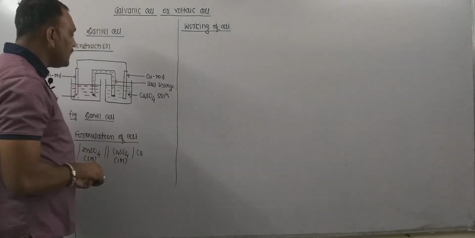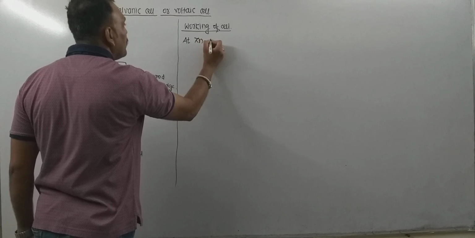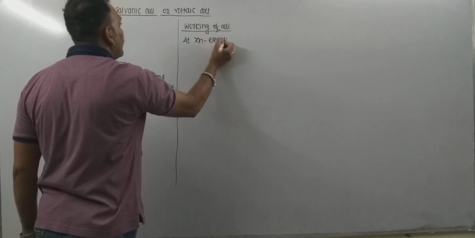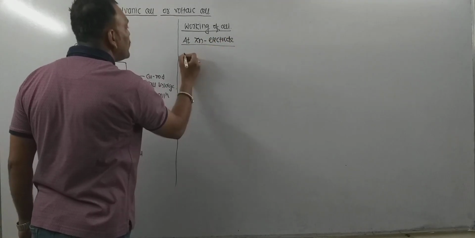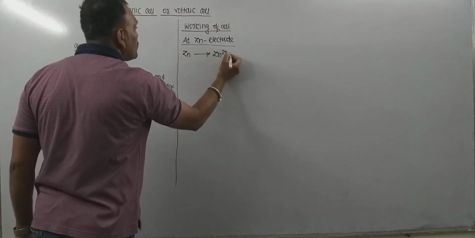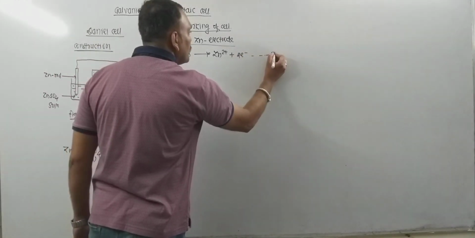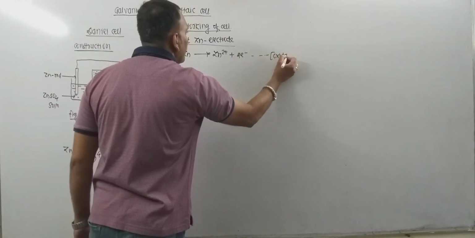So at the zinc electrode exactly what happens? At the zinc electrode, oxidation of zinc takes place. So zinc oxidizes, producing Zn2+ ions, and electrons are liberated. So this is the oxidation reaction.